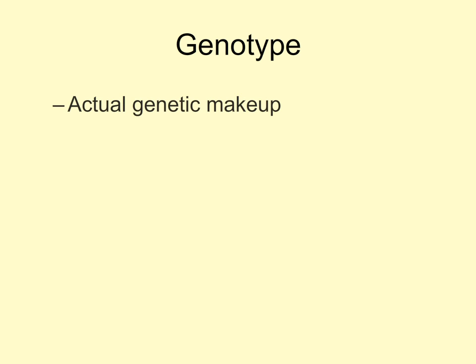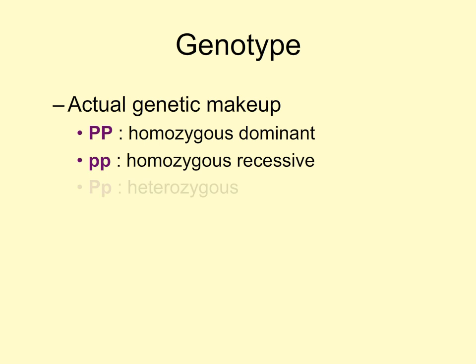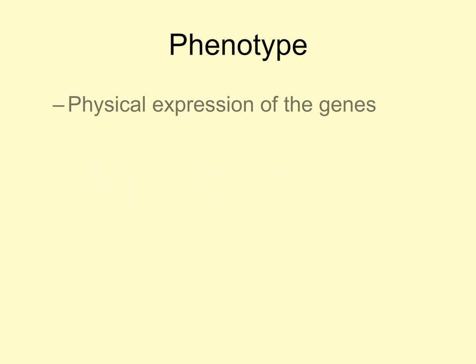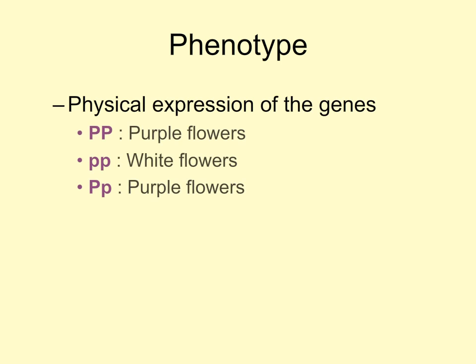The actual alleles the organism possesses for the character is the genotype. A plant with 2 dominant alleles for flower color is homozygous dominant. A plant with 2 recessive alleles is homozygous recessive, and a plant with 1 of each is heterozygous. The physical expression of the gene is called the phenotype. A plant that is homozygous dominant for flower color produces purple flowers. A plant that is homozygous recessive produces white flowers, and a plant that is heterozygous produces purple flowers, since the purple allele expresses itself over the white allele.